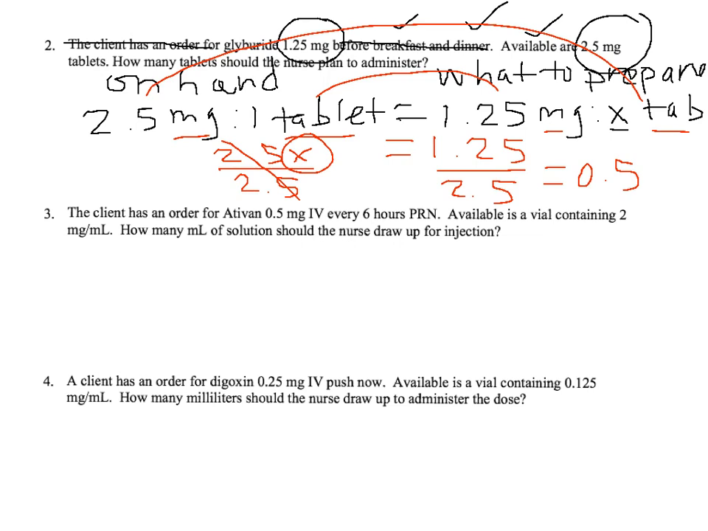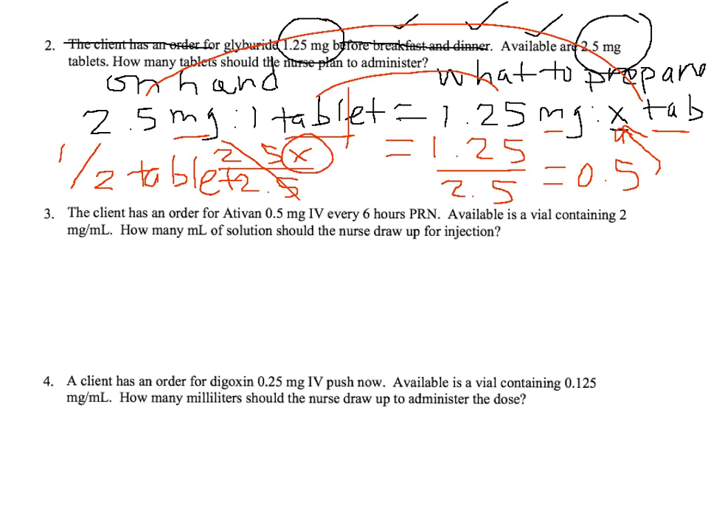0.5 what? Well, what was x? Just plug it in there. 0.5 tablets, or 1/2 of a tablet. How many tablets should the nurse plan to administer? 1/2 tablet in the morning at breakfast and 1/2 tablet in the evening with dinner. While we're on this page, let's go ahead and do number 3, and then you can do number 4 for yourself, and I'll be posting answer sheets.